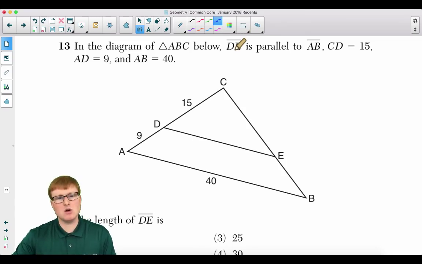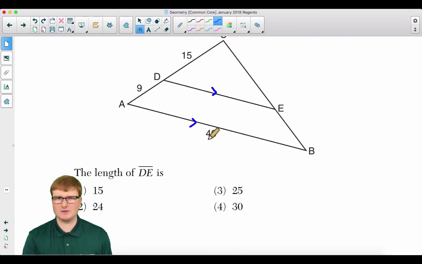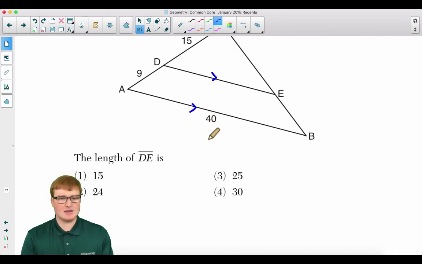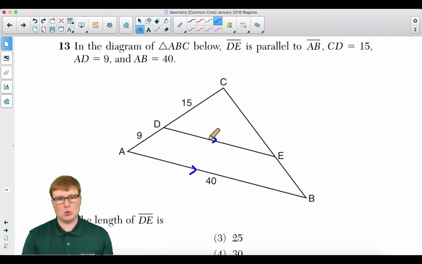In the diagram below of triangle ABC, DE is parallel to AB. CD is 15, AD is 9, and AB is 40, so they tell us all of that information. The length of DE is what? So we're looking for this length right here.